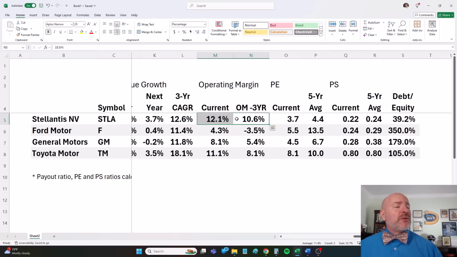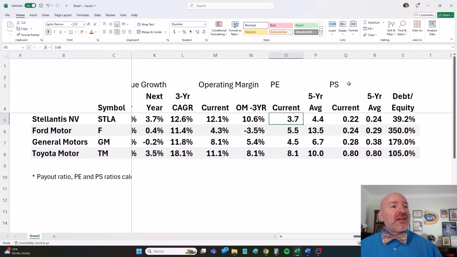And what you want to ask here, again, is whether the company is getting more efficient or less efficient in turning those sales into operating income. Here with Stellantis, we see it's getting more efficient. It's converting 12% of its sales into operating income, whereas 2 years ago it was only converting 10%. And we're going to compare that against what the other companies are doing.